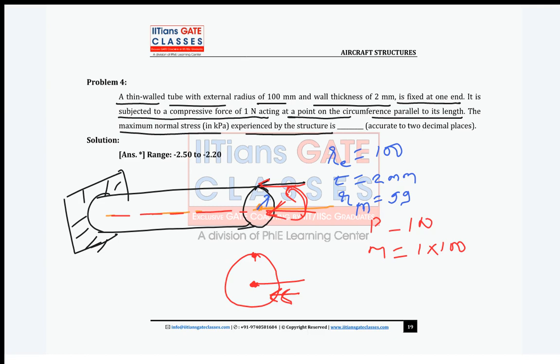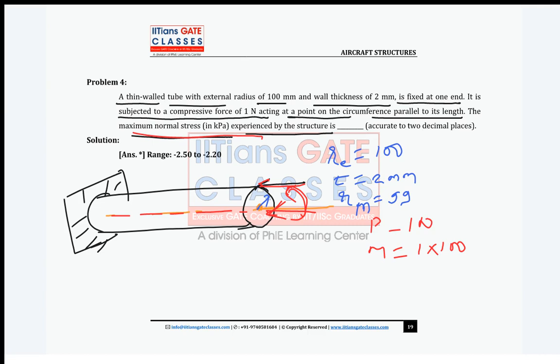Now guys, what is next? They asked the maximum normal stress. The maximum normal stress experienced by the structure.